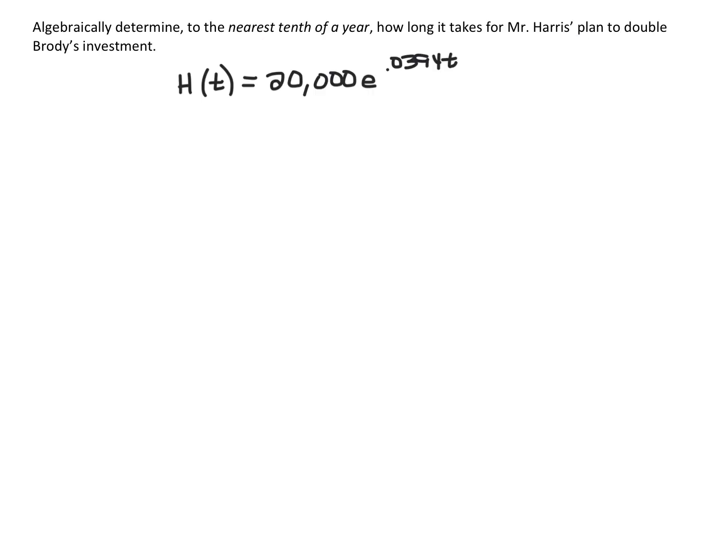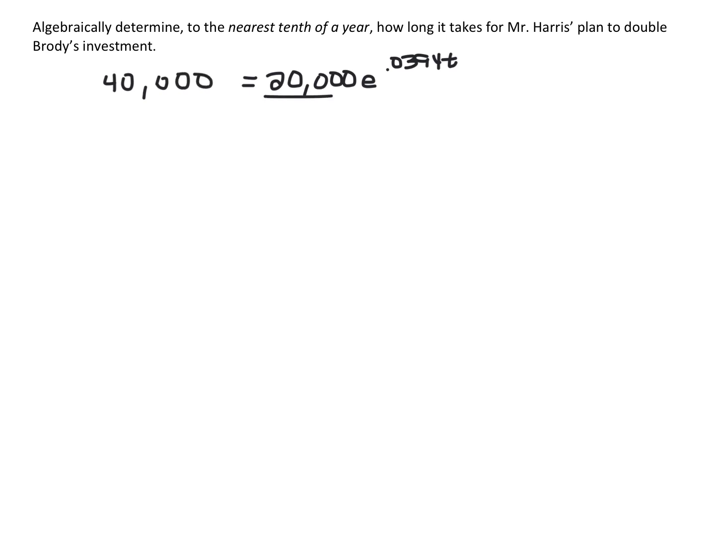Okay, so now right here I just wrote Harris's plan, the one we had above, because we want to figure out how long, right? So we're looking for the T. Will it take for Mr. Harris's plan to double Brody's investment? Now think about it. If Brody invested $20,000, if you doubled that, wouldn't that give you $40,000? So we're going to replace this side of the equation, let me erase that, with $40,000. Okay, and then this is what we're going to solve.